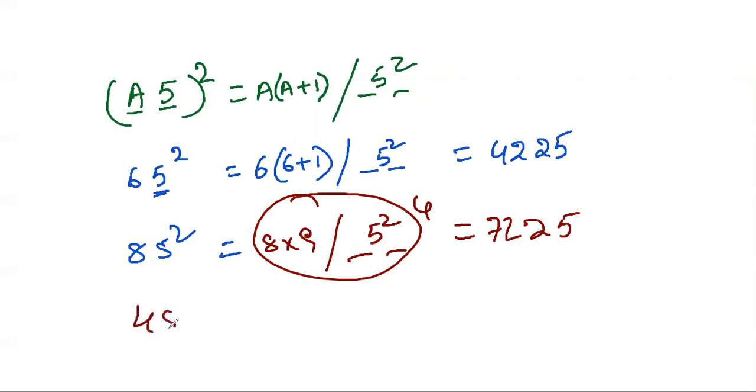See this example, 45 square. What will you do? 5 square is 25. 4 is multiplied with its next number. 4 into 5. 4 into 5 is what? 20.